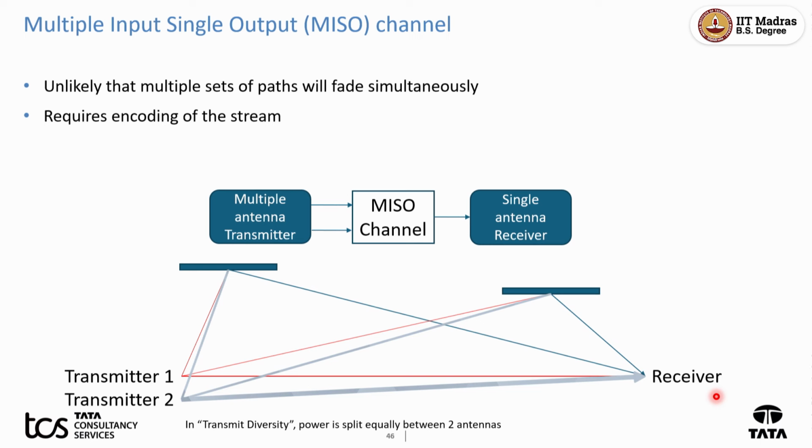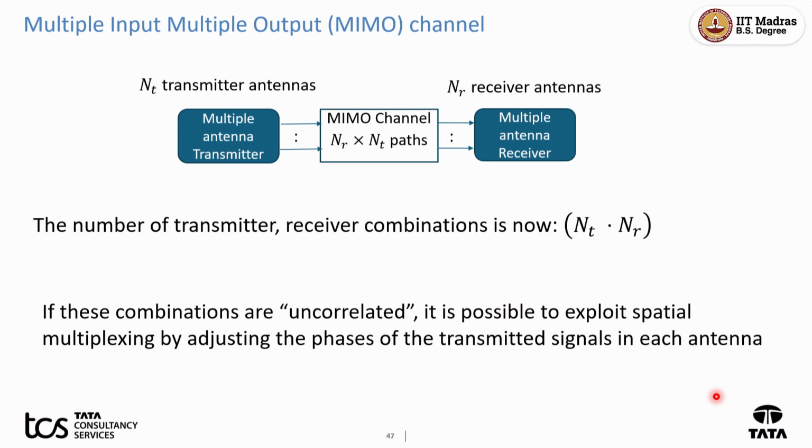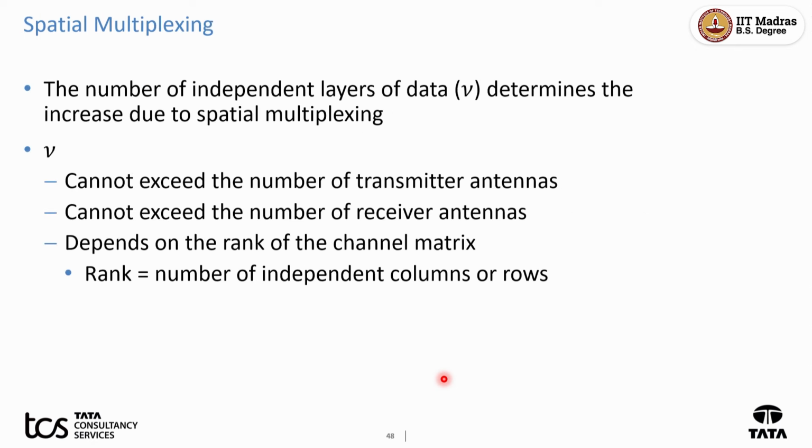But what we really want, which is something that is happening in 4G, 5G, 6G, is suppose I put multiple antennas at the transmitter and at the receiver, then the number of transmitter receiver combinations is NT times NR. If I have 4 antennas and 4, now I have 16 paths. 16 paths I do not need to use only for redundancy. There is a way, if these combinations are uncorrelated, that is the key. If they are correlated, you can't do anything. If they are uncorrelated, we can increase the data rate. Okay. That is what this point is.